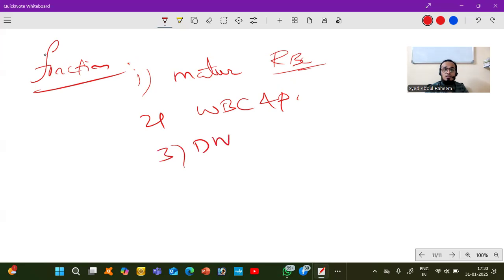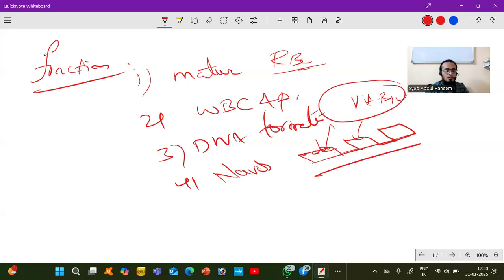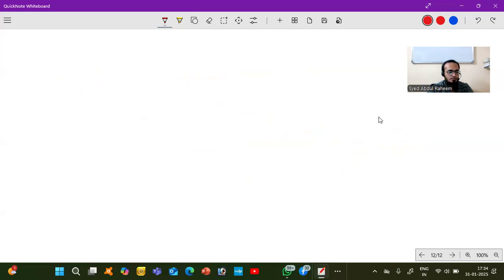And third is DNA formation. Fourth one is nerve cells. See, very important. In the nerve axon, we have the myelin sheath, which is made up of fatty acids. So for synthesizing this myelin sheath, you need vitamin B12. So vitamin B12 deficiency leads to neurological disorders. So these are the four big, very, very important functions of vitamin B12.